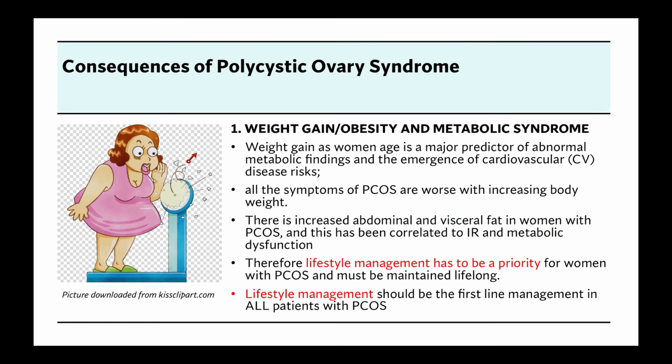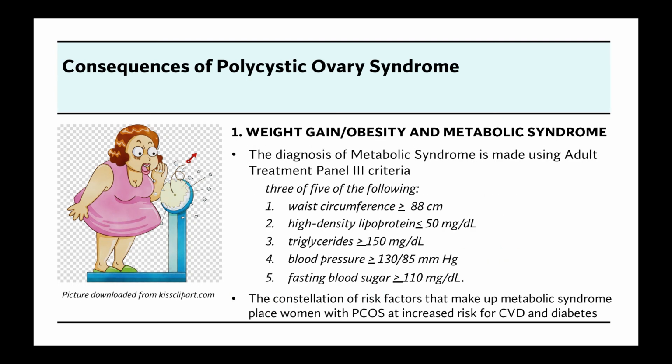Let us first talk about weight gain or obesity and metabolic syndrome. Weight gain as women age is a major predictor of abnormal metabolic findings and the emergence of cardiovascular disease risks. All the symptoms of PCOS are worse with increasing body weight. There is increased abdominal and visceral fat in women with PCOS, and this has been correlated well with IR and metabolic dysfunction. Therefore, lifestyle management has to be a priority for women with PCOS and must be maintained lifelong. Lifestyle management should be the first line management in all patients with PCOS.